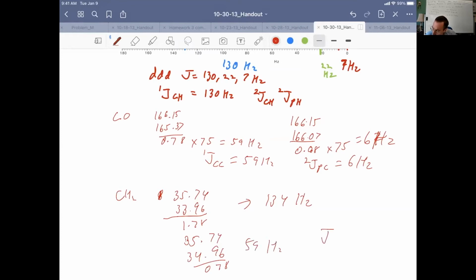And so our J2PC is equal to 6 hertz. I think we got that up here. And then our J1CC is equal to 59 hertz. And our J1PC equals 134 hertz. And over here, I said our J2CH is equal to 7 hertz. And our J2PH is equal to 22 hertz.